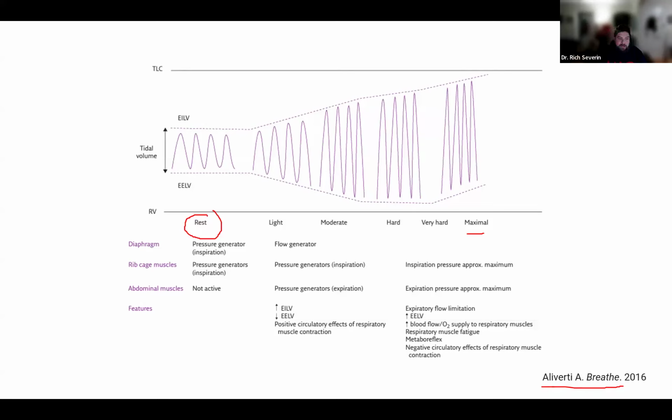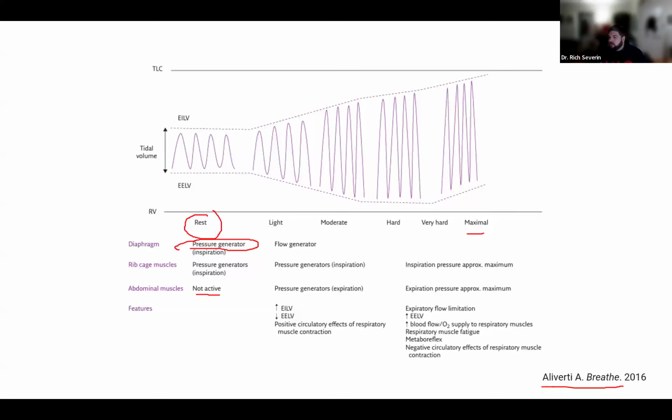So at rest, the diaphragm is primarily a pressure generator, meaning it creates that initial gradient of pressure for air to flow in. It's that negative, or lower than the atmospheric environment, to allow air to flow into our lungs. The rib cage muscles also are pressure generators as well. And the abdominal muscles are generally not active, right?